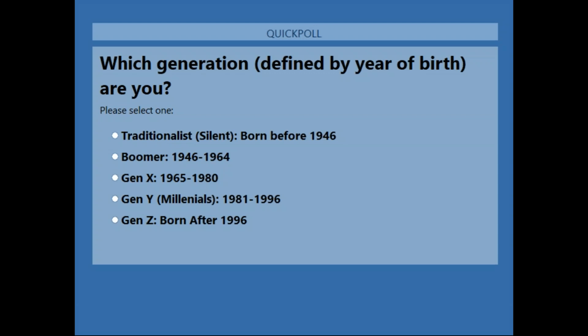So which generation defined by year of birth are you? Are you a traditionalist, born before 46, a boomer, born between 46 to 64, a Gen X, 65 to 80, a Gen Y, 1981 to 1996, or are you a Gen Z born after 1996? And I'll turn it over to you, Kelly. All right, Jill, we have no traditionalists on the line. 35% for boomers, 35% for Gen X, and 30% for Gen Y, and then no Gen Z. Thank you, I appreciate that.